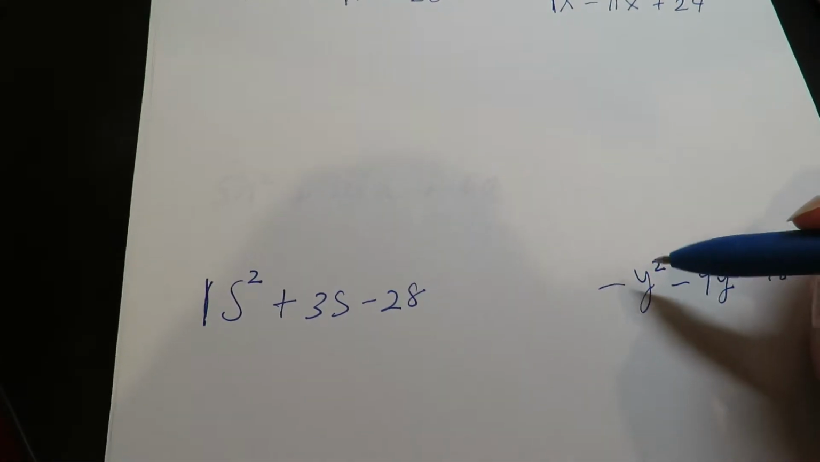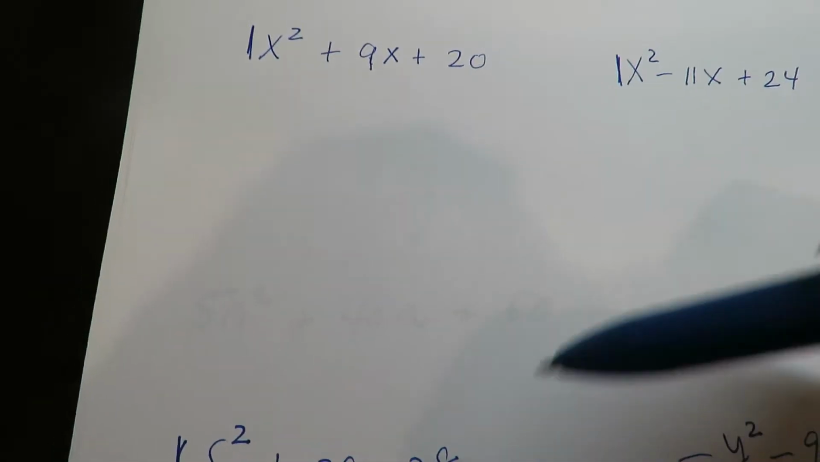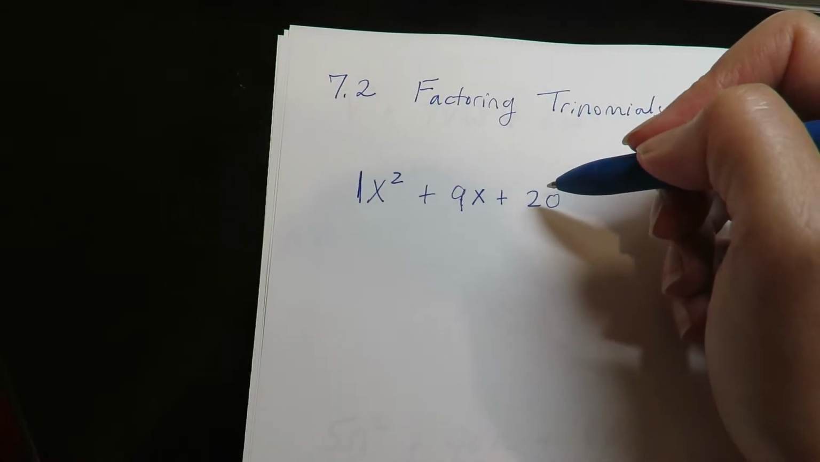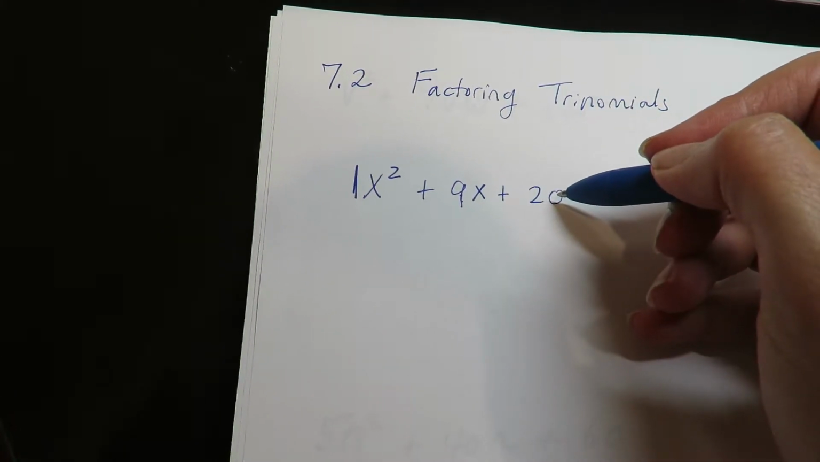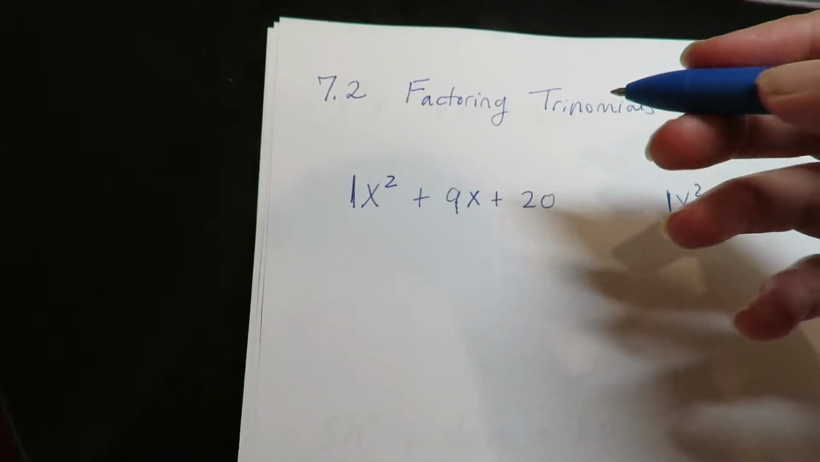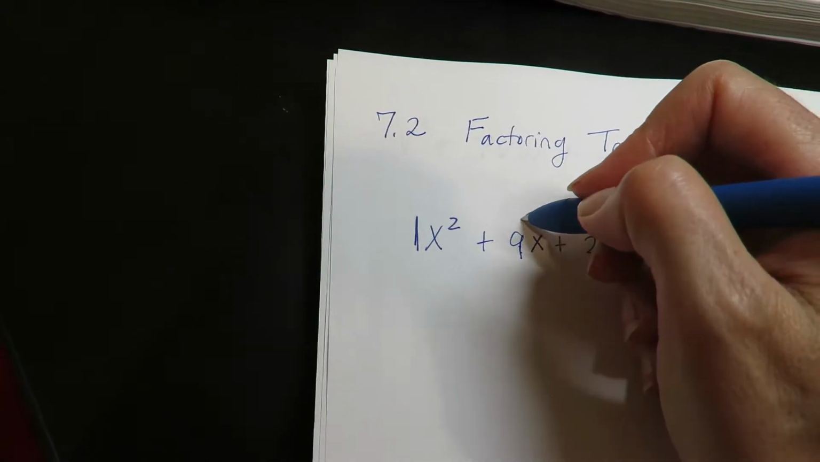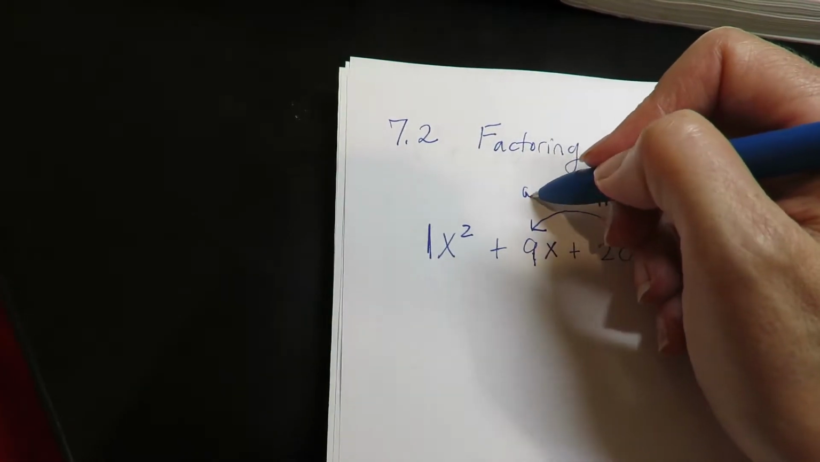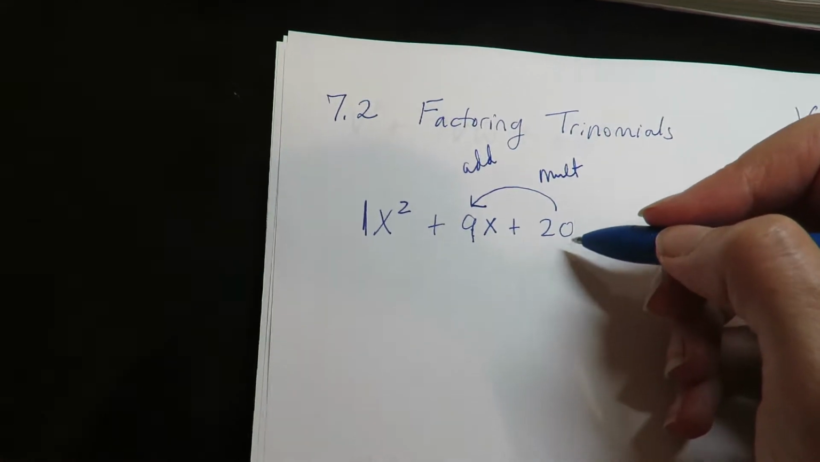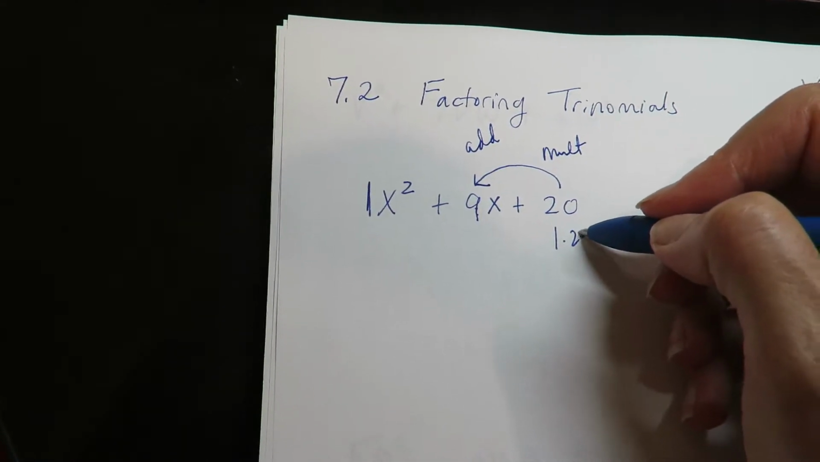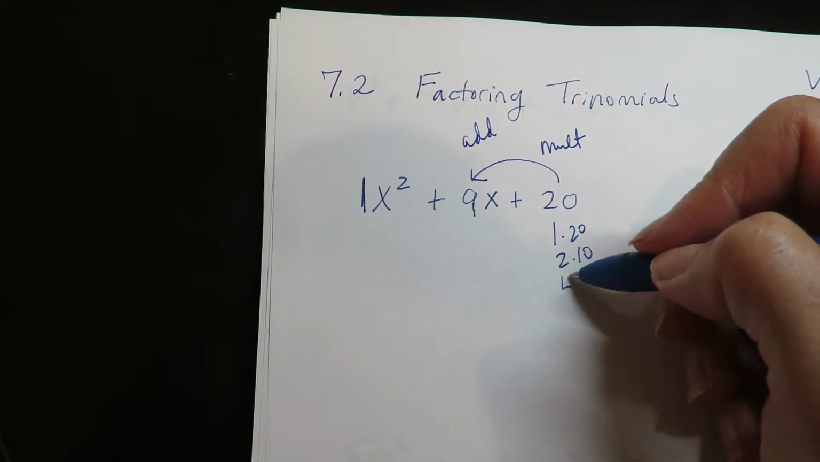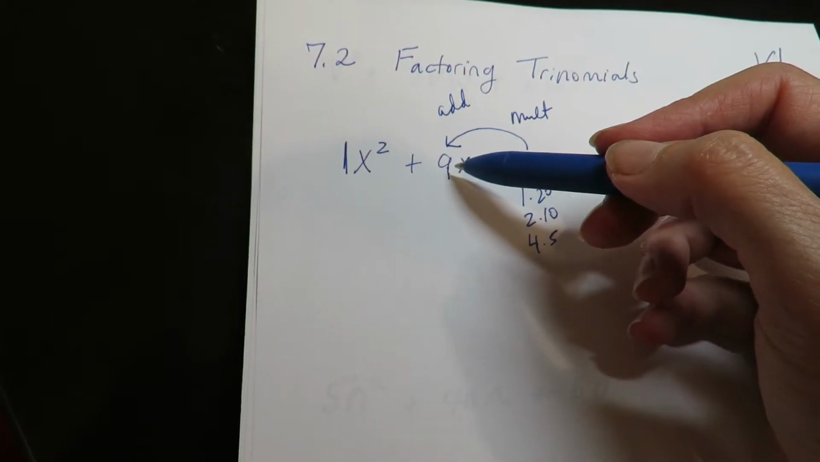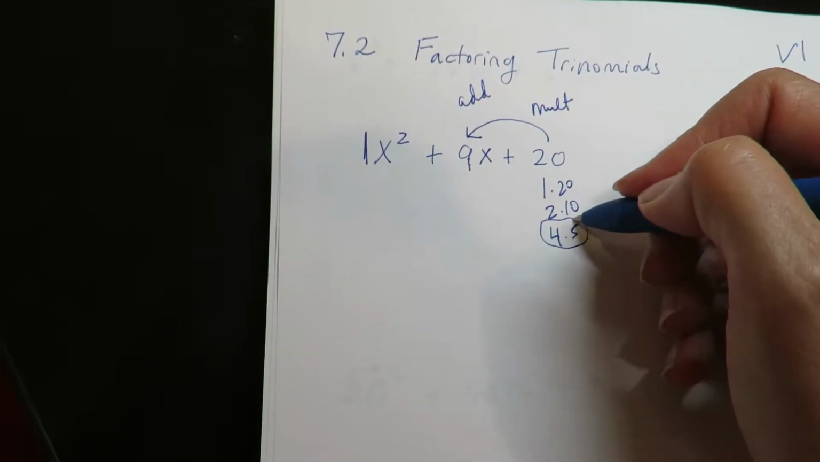Whenever the leading coefficient is a 1, how you factor it is that whatever multiplies to the last term adds to the middle term. So only the last term makes the middle. So something that multiplies to this but adds to this. In the first case, what multiplies to 20 would be 1 times 20, 2 times 10, and 4 times 5. These all multiply to 20, but we need the case that adds to 9. So it would be this case.